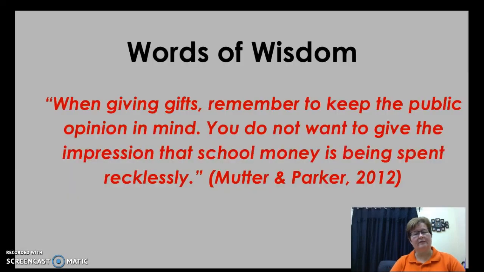Some words of wisdom that I saw in the text that really hit me were, when giving gifts, remember to keep the public opinion in mind. You do not want to give the impression that school money is being spent recklessly. And I think that's something very important to take to heart, especially in this day and age when there are so many issues with funding at schools.